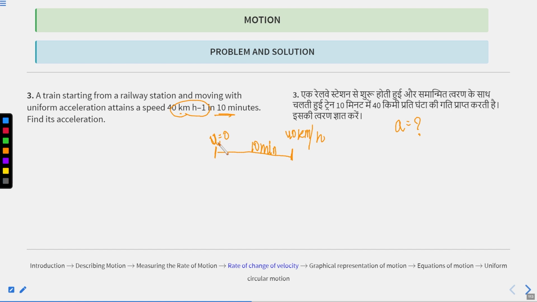So initial velocity is 0, final velocity is 40 km per hour, and it takes 10 minutes. So first of all, we have to convert this final velocity, 40 km per hour, into meter per second, and we have to calculate time in seconds.